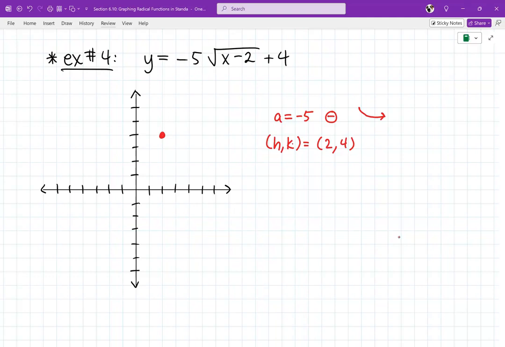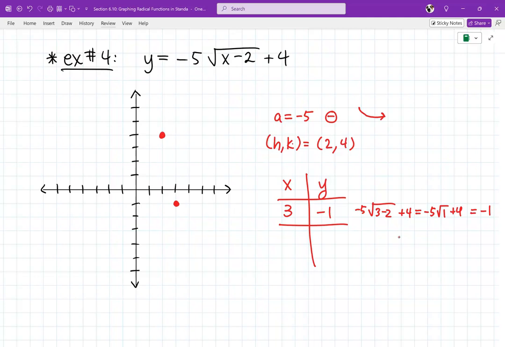Now I got to figure out a couple of points. So here we go, x, y. All right, one of my points. Well, since my x value is 2, let me try 3, right next to it. If I try x equal to 3, I get negative 5 square root of 3 minus 2 plus 4. That's negative 5 square root of 1 plus 4. Well, the square root of 1 is 1, and 1 times negative 5 is negative 5. So negative 5 plus 4, that's negative 1. So at 3, it's negative 1.